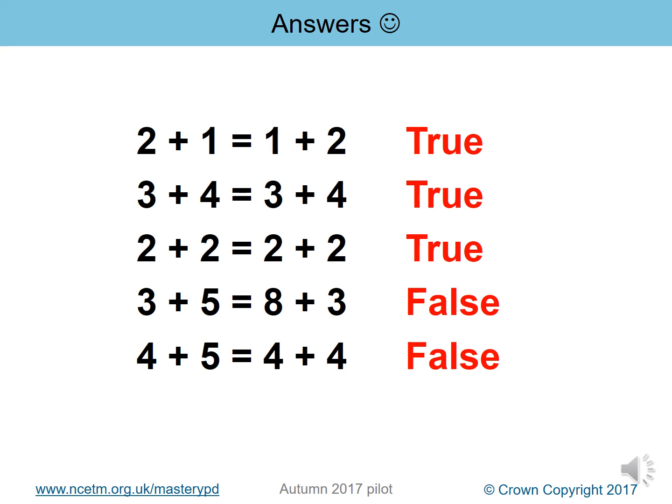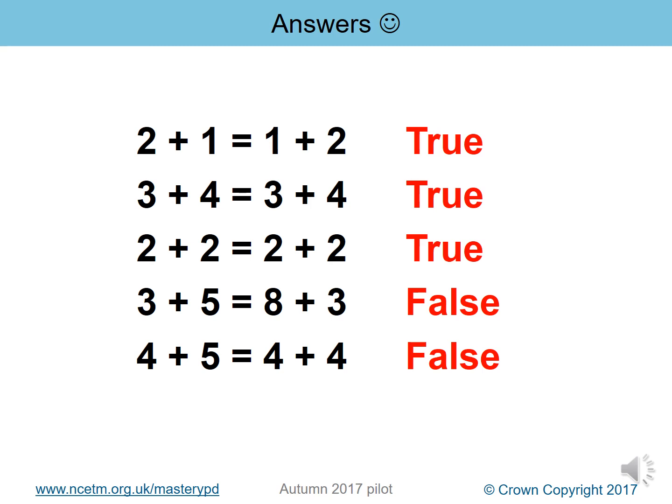Then we've got 3 add 4 equals 3 add 4. That's true as well. They're both the same, aren't they? Okay, so again, that hasn't been switched around. Just a bit of a tricky one to see what you could do. So 3 add 4 is 7, which equals 3 add 4, which is 7. The next one is 2 add 2 equals 2 add 2. Yeah, both of those equal 4.